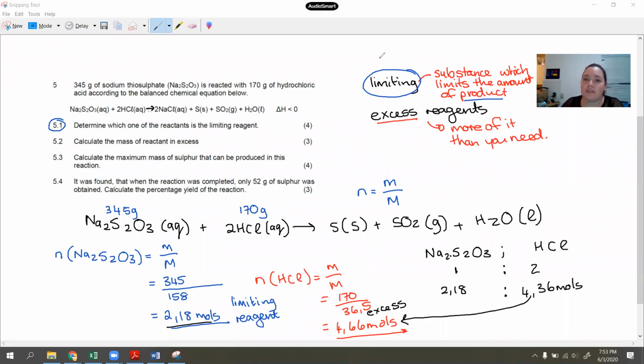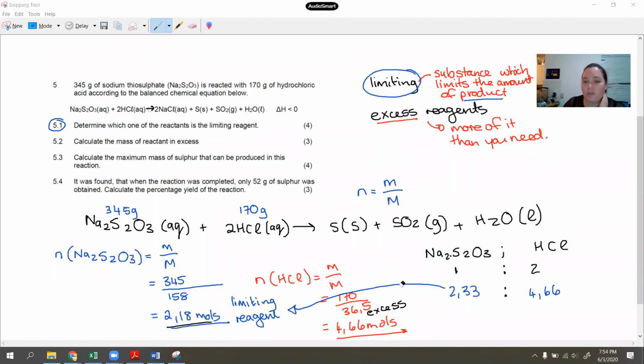You could have chosen to do this the other way around. Let's pretend that I didn't choose to put in the sodium thiosulfate. I instead put in the HCl as 4.66. So all 4.66 reacts. I divide it by 2 here to get what 1 is. I times it by 1, and I discover that I would need 2.33 moles to react it with. Then I go across here and I see that I don't have the 2.33 moles that I need. Therefore, it's a limiting reagent.